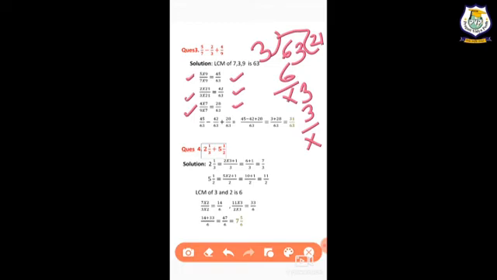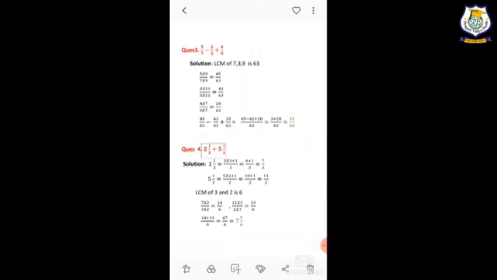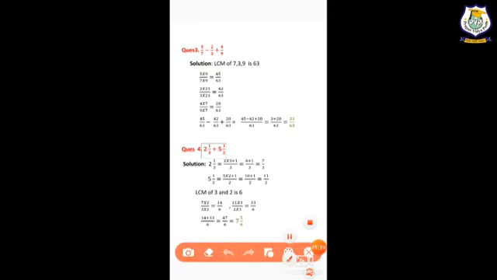Now we have written 45 upon 63, 42 by 63 and 28 by 63. 63 is the same, so we will write it one time. Now 45 minus 42 plus 28. We subtract 42 from 45, so it's 3, plus 28. Answer is 31 upon 63. It is a proper fraction, so no need to convert into a mixed fraction. Now we will come to our question 4, that is 2 1 by 3 plus 5 1 by 2.